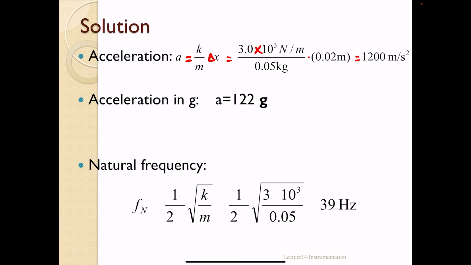The natural frequency can be calculated using this equation, where it depends on the value of k and m. So putting the values of k and m into the equation, we get the natural frequency of this accelerometer is 39 Hz. So we have to make sure that the system does not operate around 39 Hz in order to avoid damage to our accelerometer.